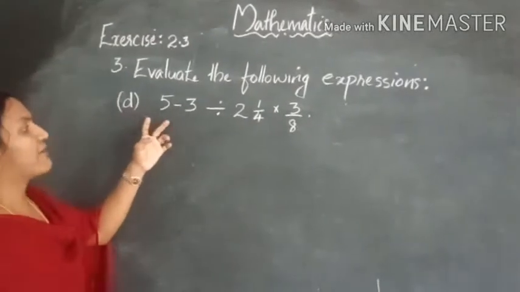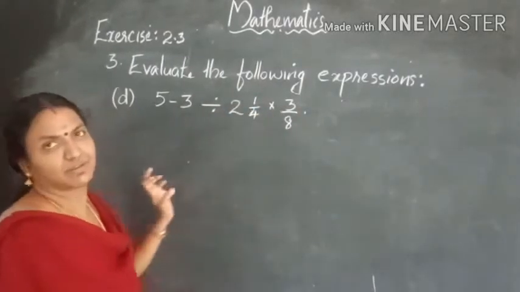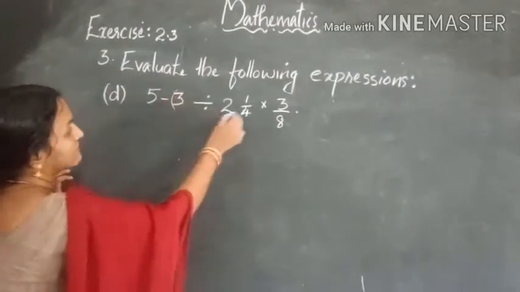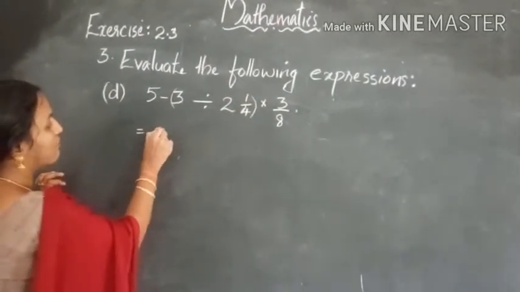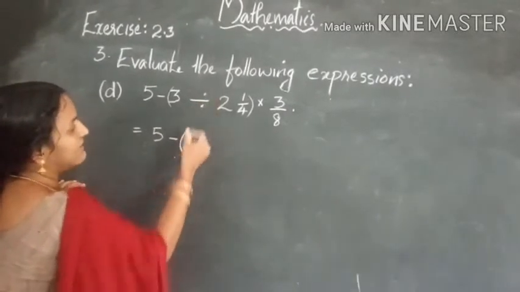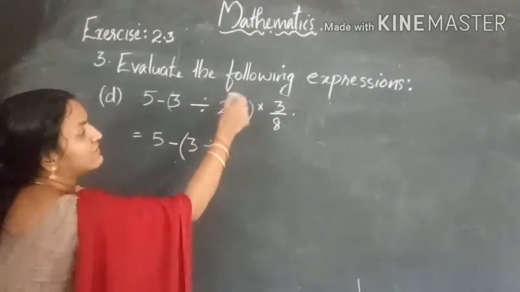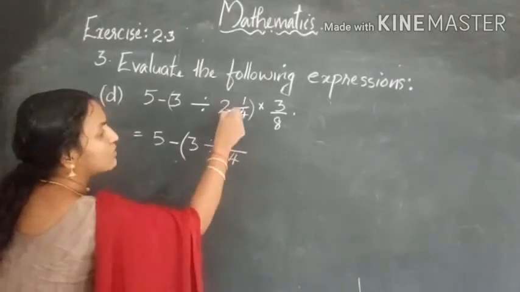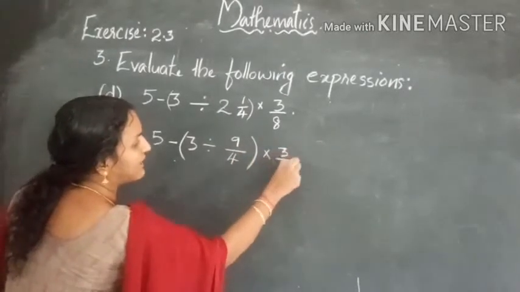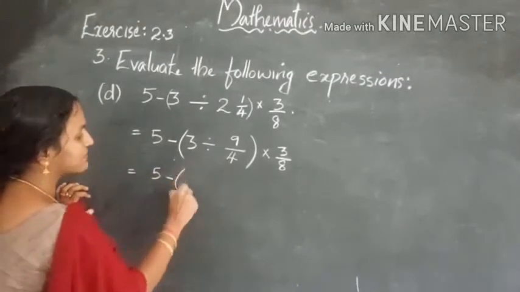Option D, 5 minus 3 divided by 2 1 by 4 into 3 by 8. First, we have to go for division. So first do this one. Is equal to 5 minus 3. Here division means right division. This is a mixed fraction, so convert to improper fraction. 4, 2 into 4, 8. 8 plus 1, 9 into 3 by 8 is equal to 5 minus 3.